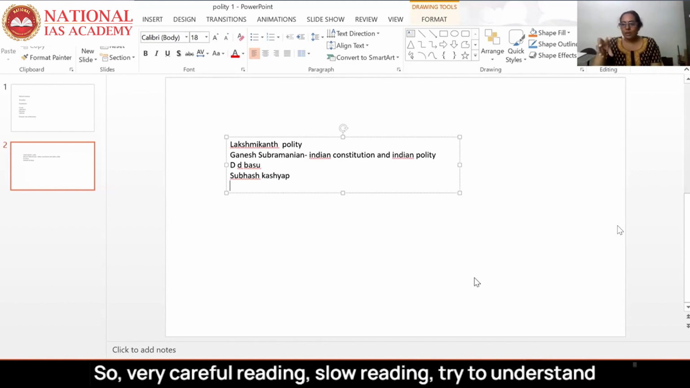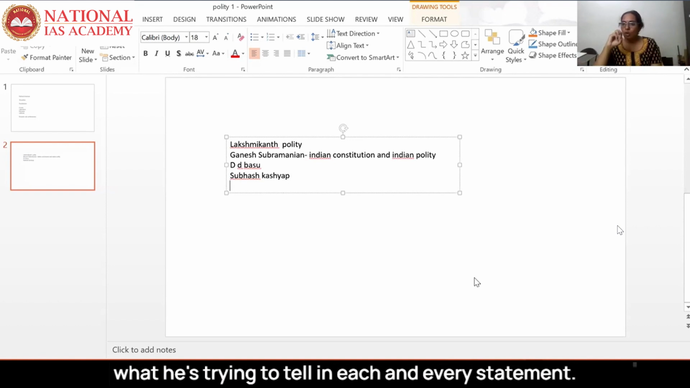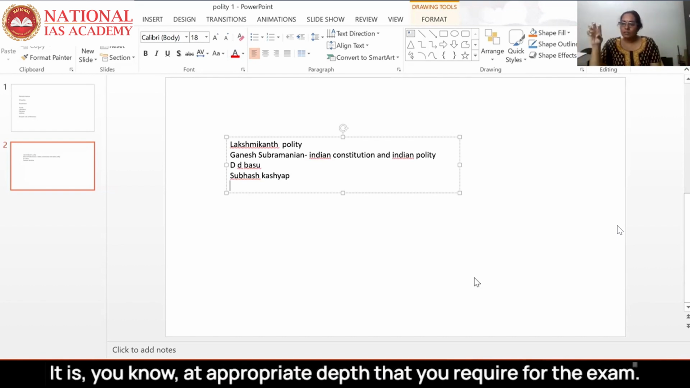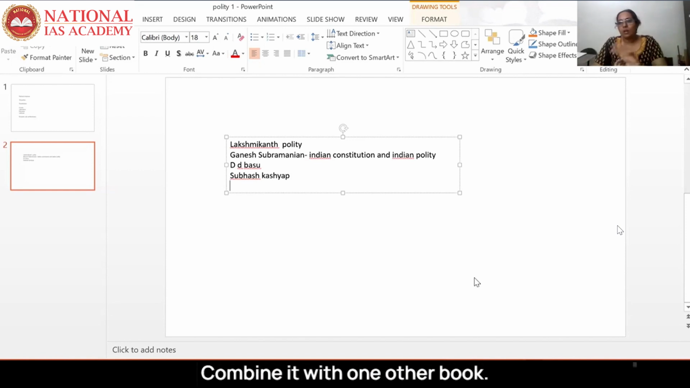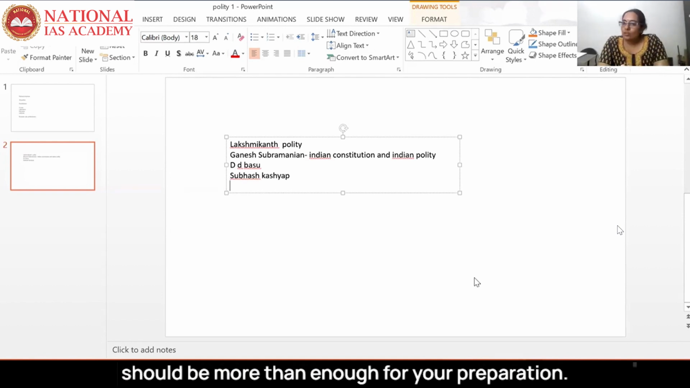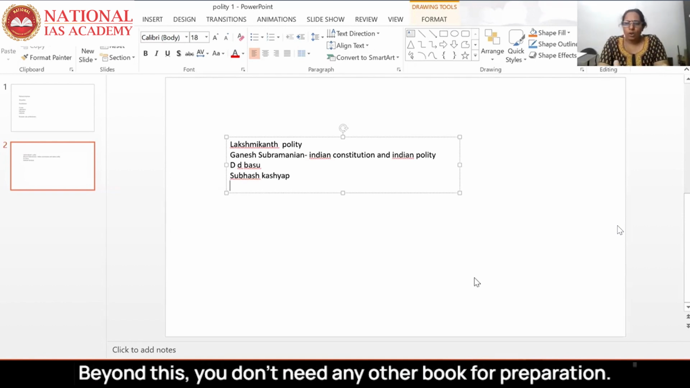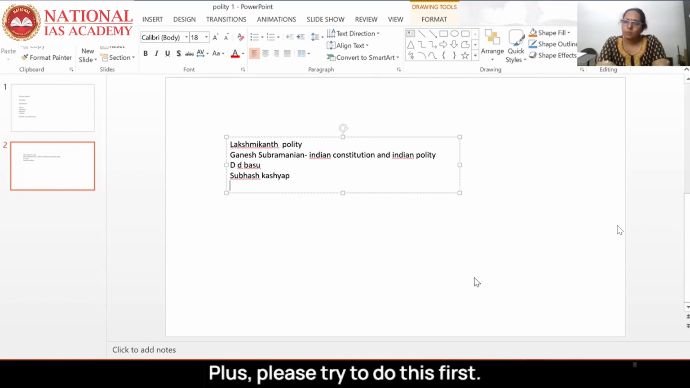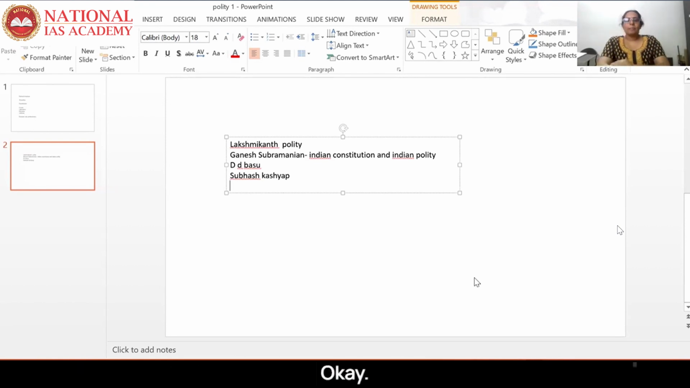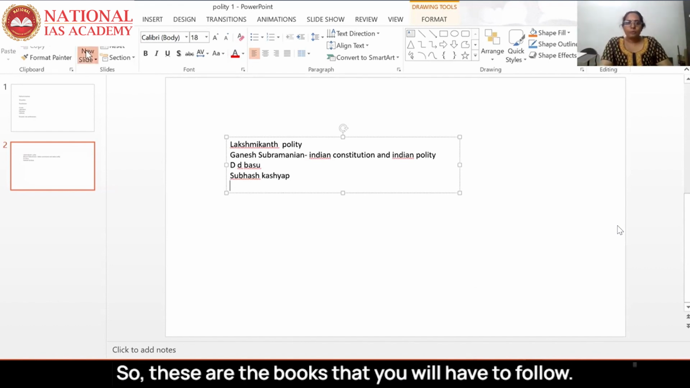So very careful reading, slow reading, try to understand what he is trying to tell in each and every statement. It will help you to understand it at greater depth. It is the appropriate depth that you require for the exam. Combine it with one other book. It can be either D.D. Basu or Ganesh Subramaniam. Please combine it with one other book, and that should be more than enough for your preparation. Beyond this, you don't need any other book for preparation. Please try to do this first. Then you can look into other books and textbooks. Okay, so these are the books that you will have to follow.